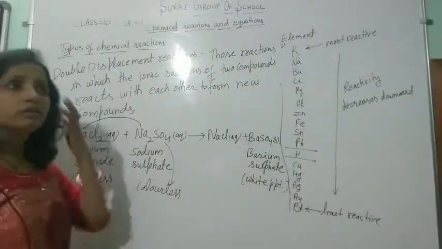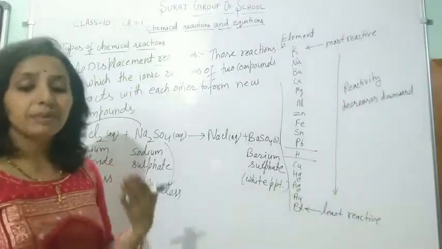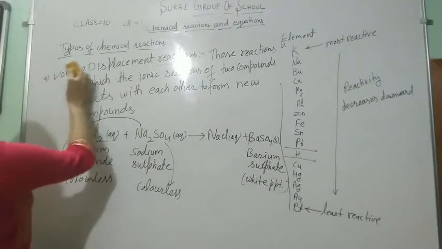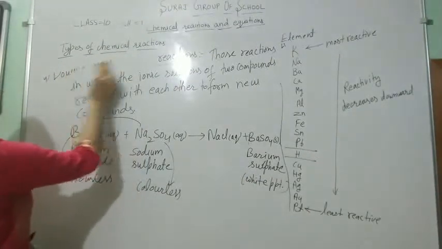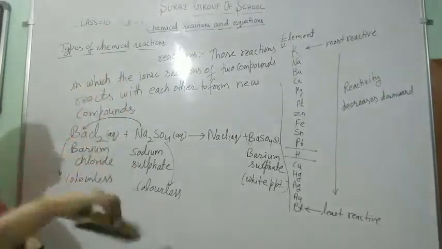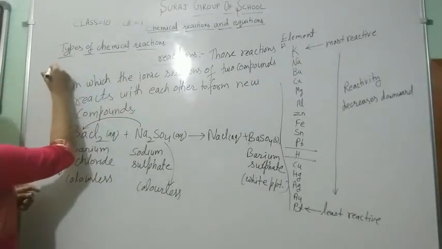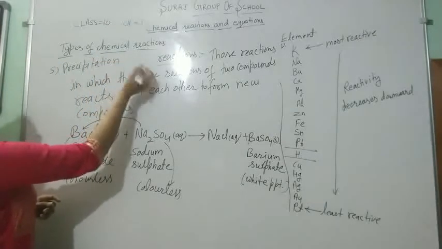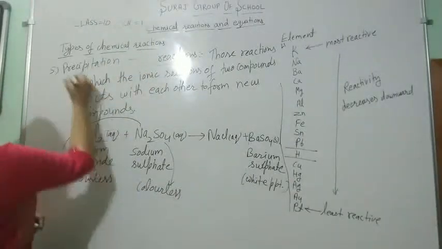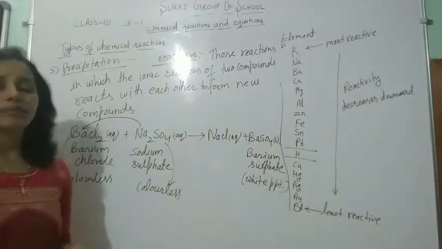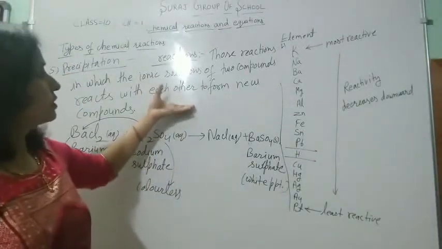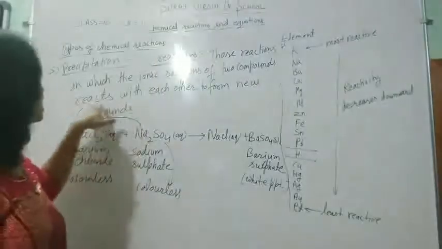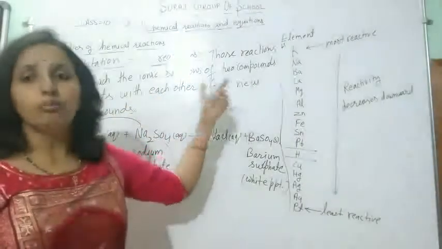Next type of chemical reactions is precipitation reaction. We can also define these types of reactions as those reactions in which two ionic solutions of two compounds react with each other to form a new compound.